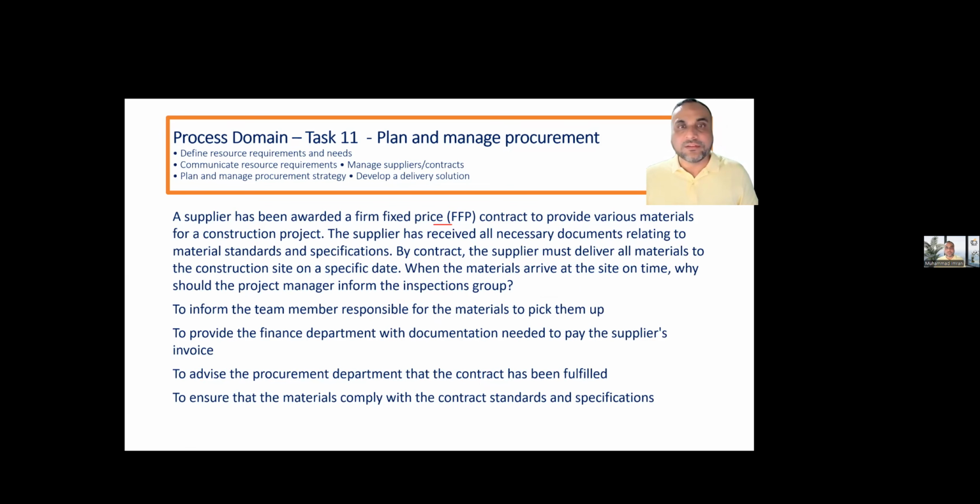A supplier has been awarded FFP to provide various material. The supplier has received all documents related to specifications. By contract, the supplier must deliver all the material on a specific date. When the material arrives at the site on time, why should the project manager inform the inspection group?